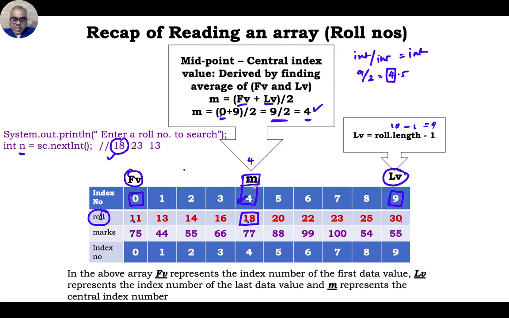My central cell is 4, whose data value is 18. Once I find a central cell, row of M, M is 4, so row of 4 is 18. If my input value is equal to the central cell value, first shot my data is found, I can exit the program.